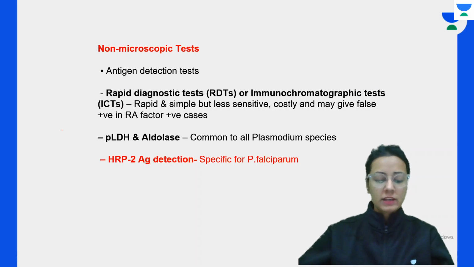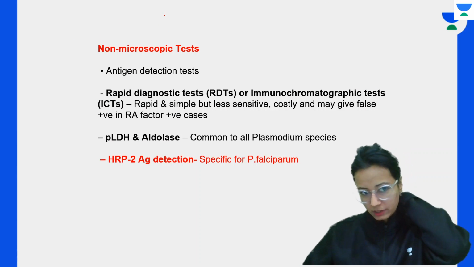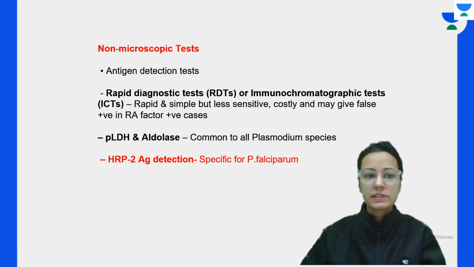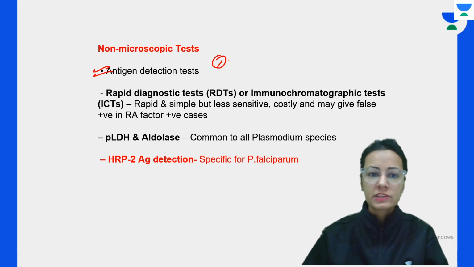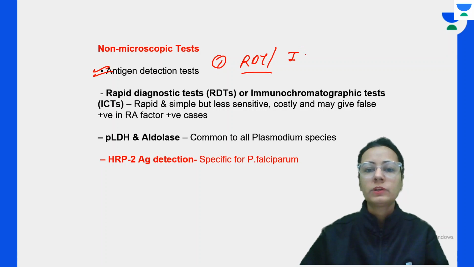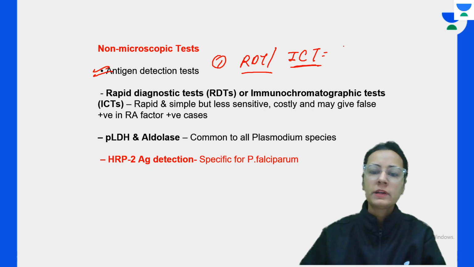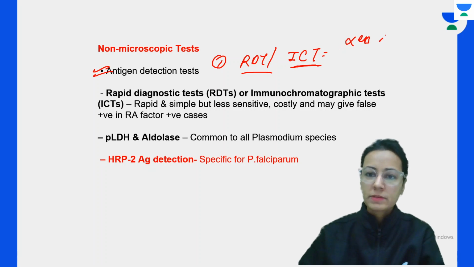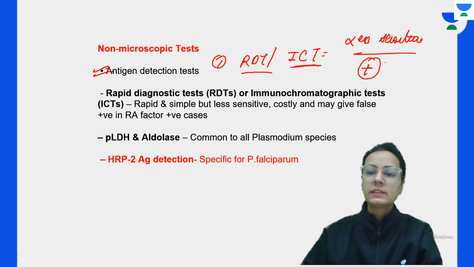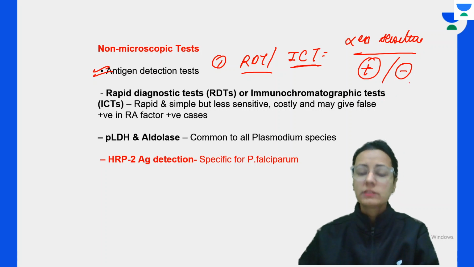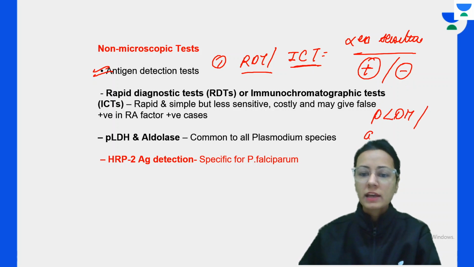Now, what are the other methods? Apart from this, we are using the non-microscopic tests. First is the antigen detection test, the rapid diagnostic test, or the immunochromatographic test, that is ICTs. They are rapid, but the problem is that they are less sensitive tests. Therefore, they may also give false negative cases. And we detect for which antigen? One is the lactate dehydrogenase and the aldolase.